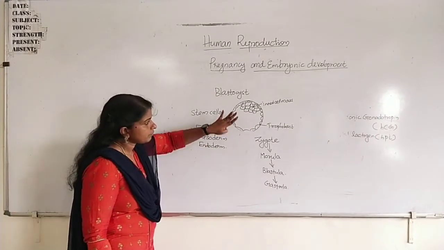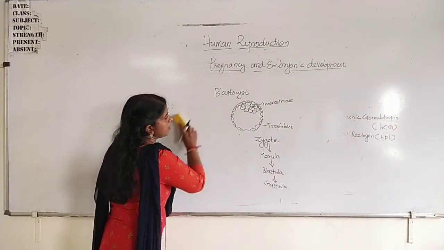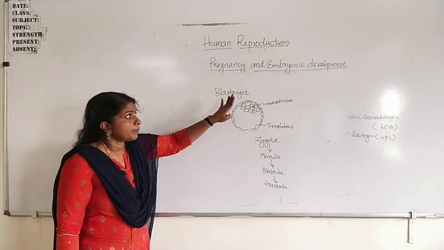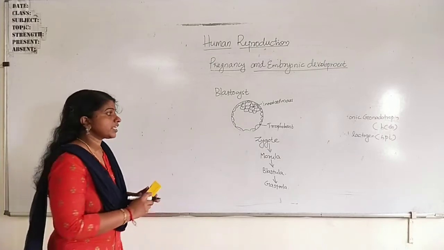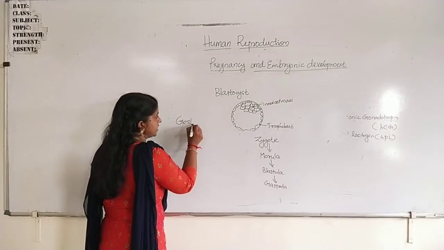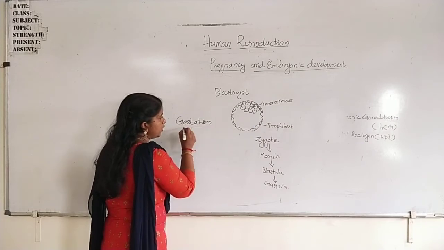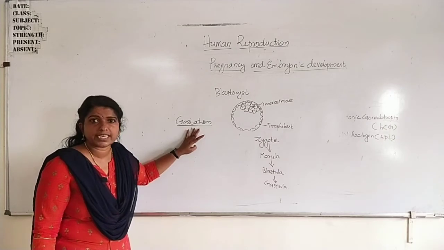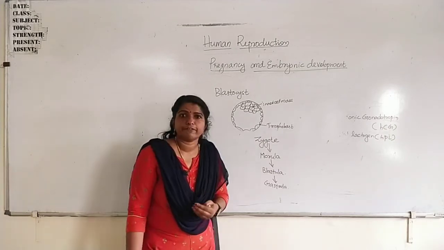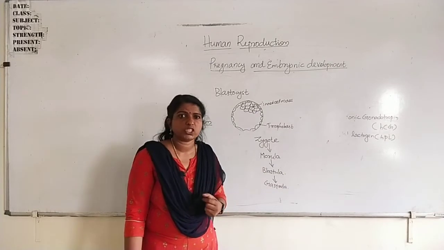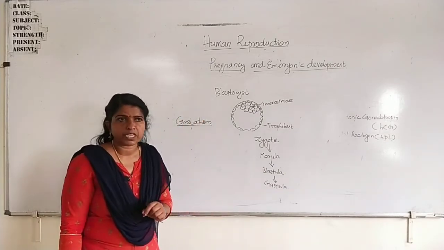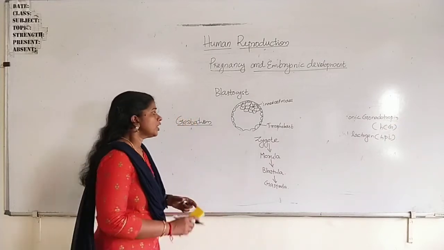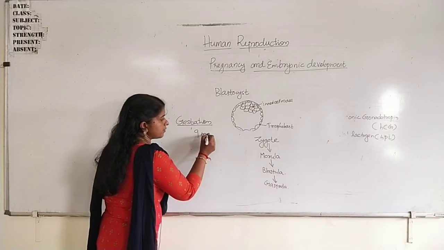Now, how does this embryonic development take place? Let's check. The period of embryonic development is known as the gestation period. It differs in different organisms. In human beings, it is around 9 months. In the case of the elephant, it is 640 to 660 days, like that. So here, 9 months. Okay.